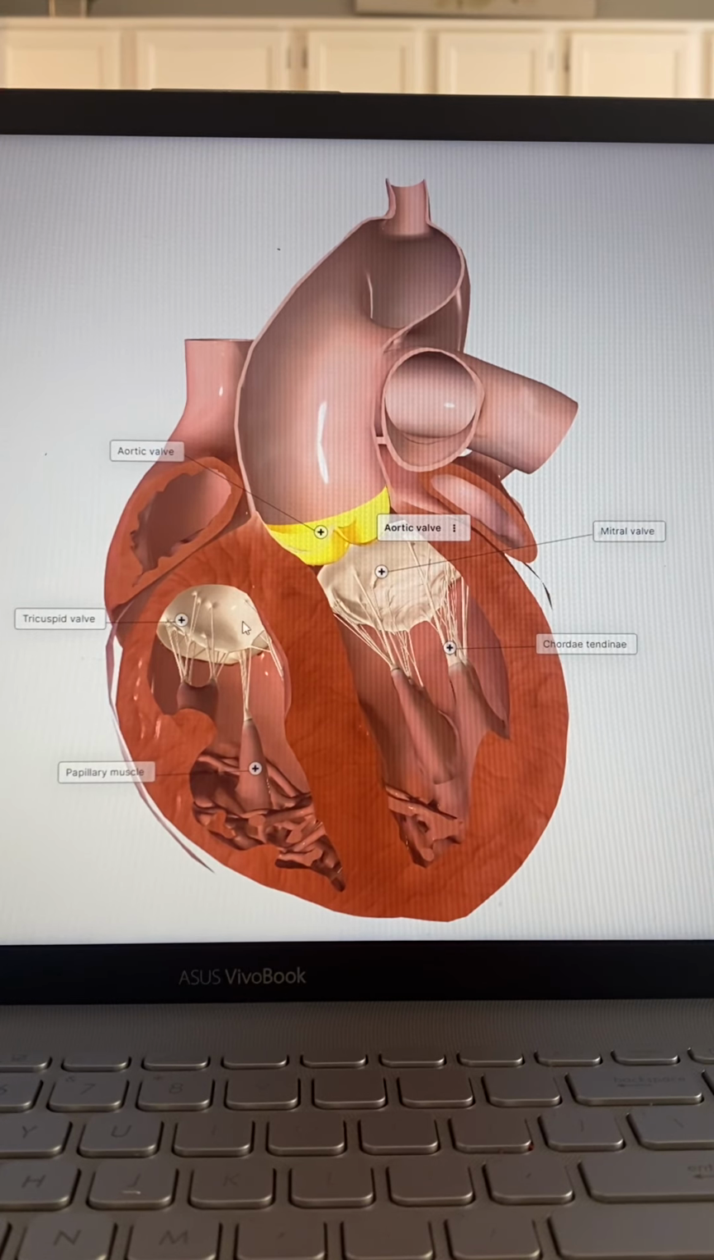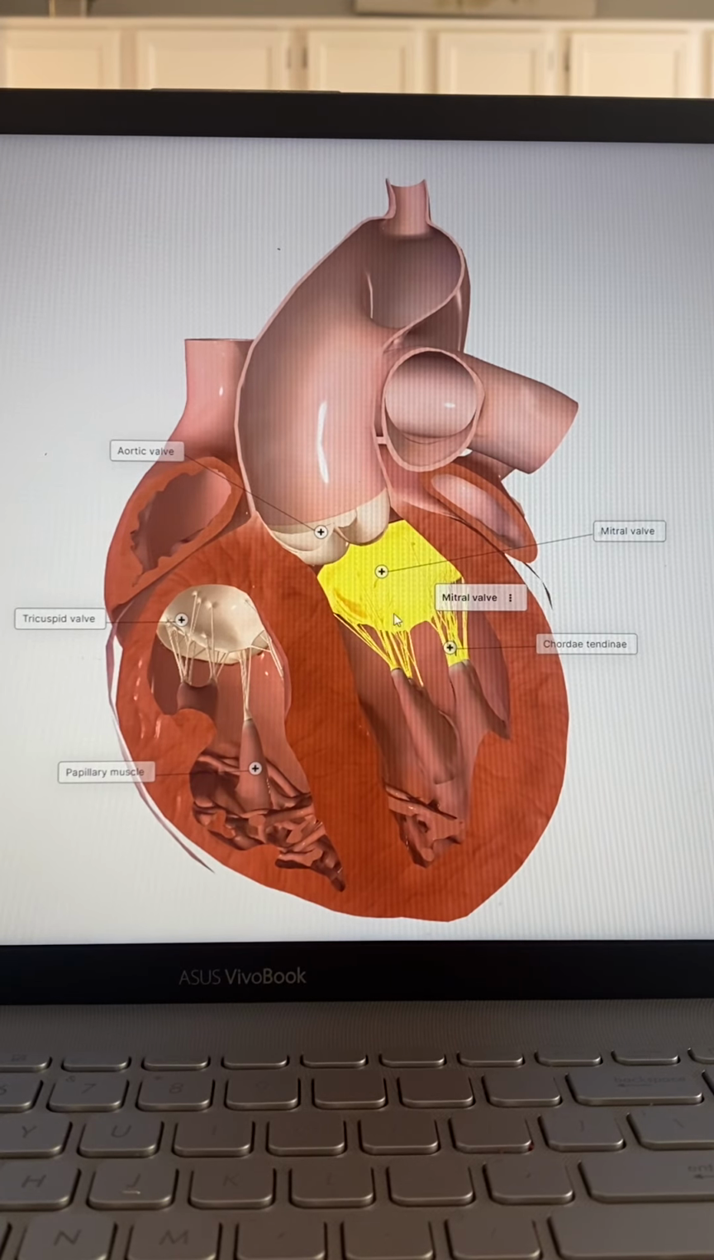So 4 valves. 3 of these valves, being the tricuspid, the pulmonic, and the aortic valve, are all composed of 3 leaflets, with the exception of the mitral valve. That one's only composed of 2, which is why they call it the bicuspid.